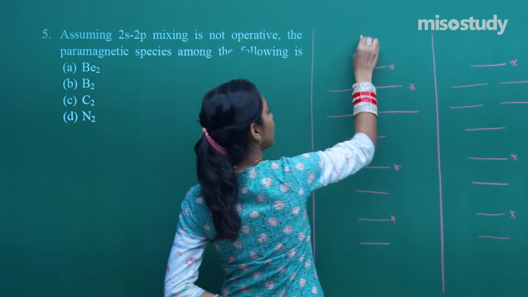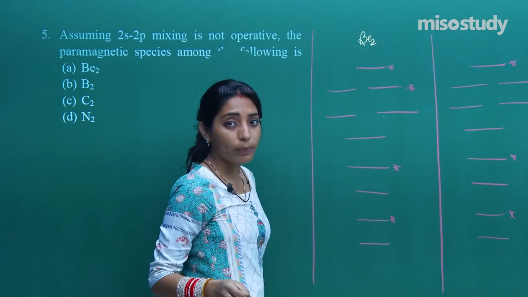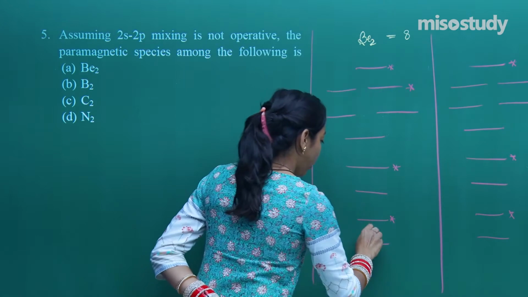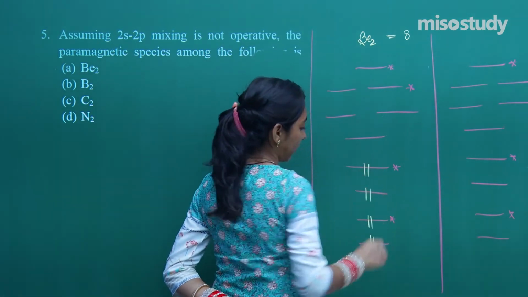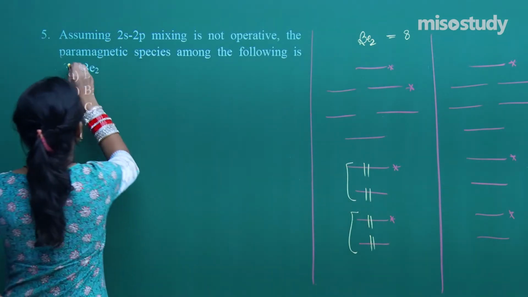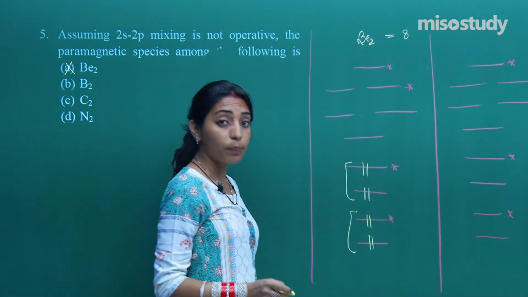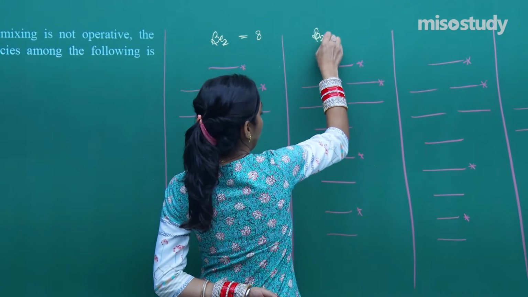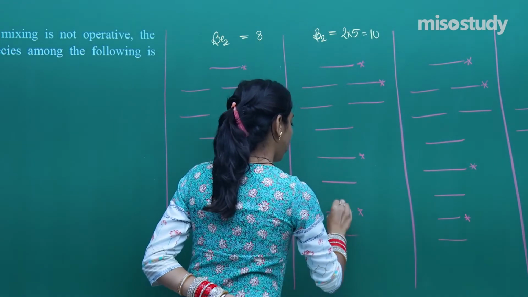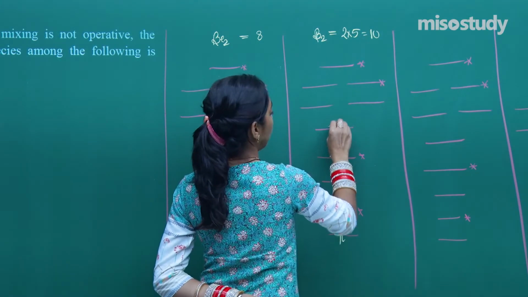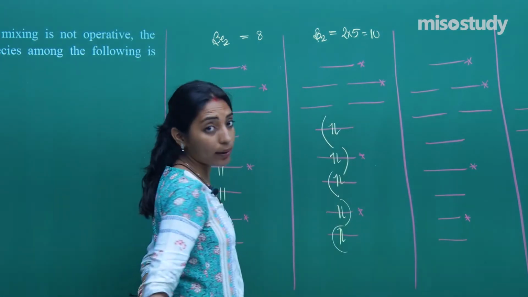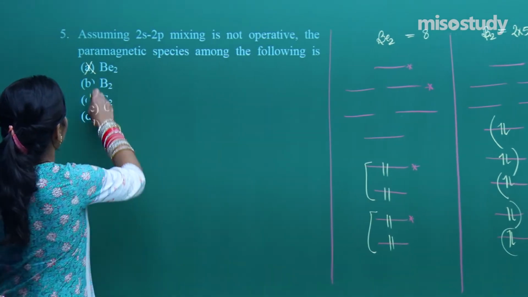So we have first is Be2. So beryllium is having 4 electrons. So 4 into 2, 8 electrons. Let's see. 1, 2, 3, 4, 5, 6, 7, 8. Paired. All of them are paired. So it's not paramagnetic. Not our answer. Next is B2. So B2 is having 10 electrons. So 1, 2, 3, 4, 5, 6, 7, 8, 9, 10. Right? Paired. So all of them are paired. So even it is diamagnetic.